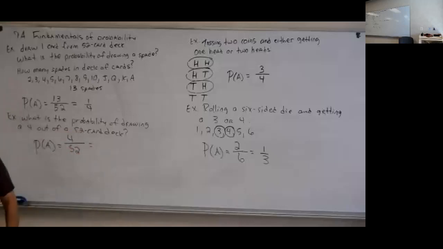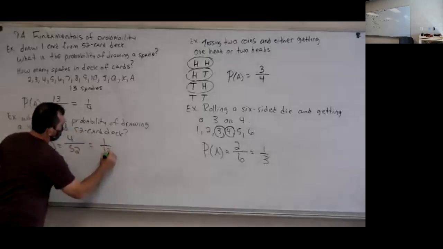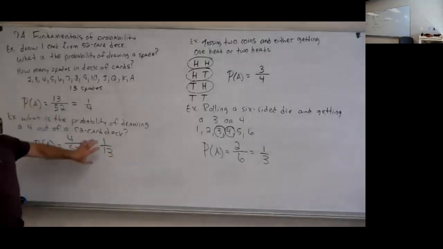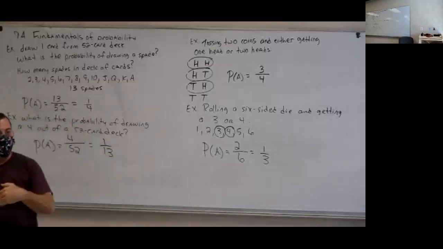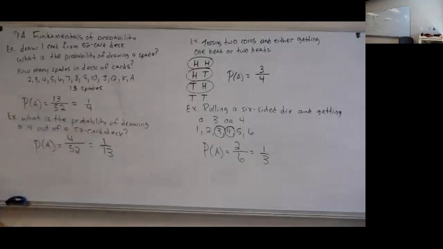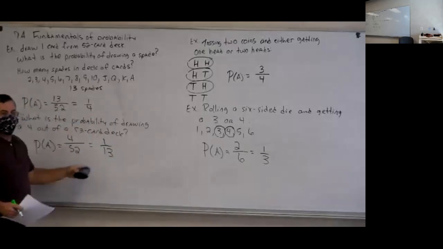So see what that gives. Okay. 4 out of 52, it's going to be 1 over 13. So basically, since you've got 4 suits of cards, and all of them have 13 different cards in each suit, you've got a 1 out of 13 chance of getting a 4. That could be a diamond, a heart, a club, or a spade, but it could be a 4, okay? Which is not very good odds, right?